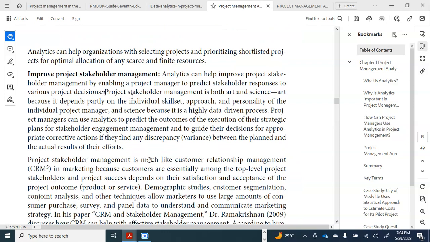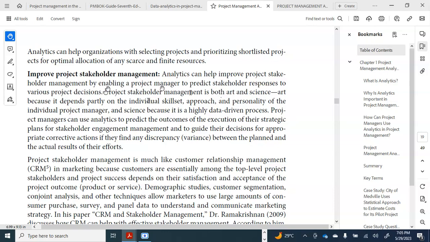So, improve project stakeholders management. The purpose of project analytics is to improve project stakeholders management. Analytics can help improve project stakeholders management by enabling a project manager to predict stakeholder responses to various project decisions. Project stakeholders management is both art and science. Art, because it depends partly on the individual skill sets, approach and personality of the individual project manager, and science, because it is a highly data-driven process. You see that now, it is art, according to this material, which is also realistic.